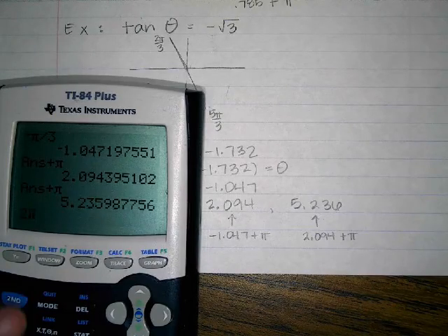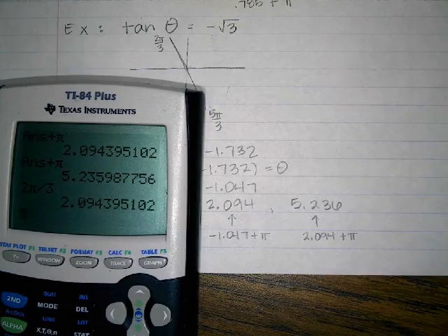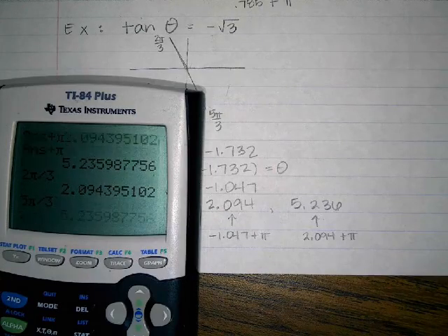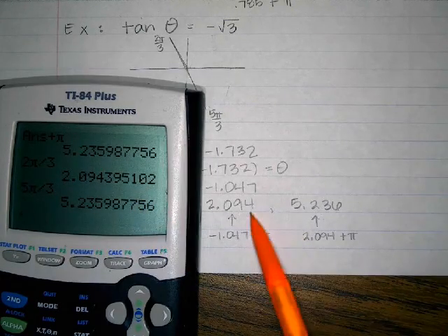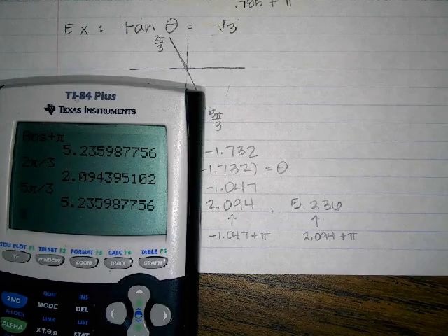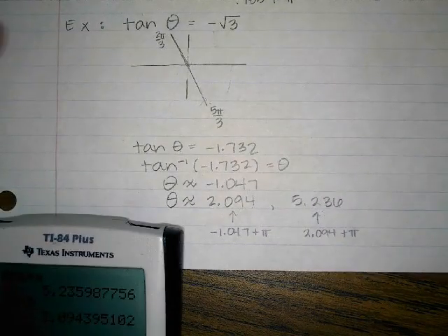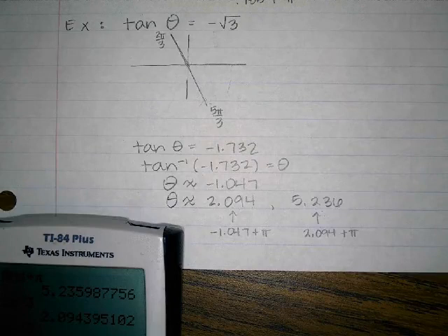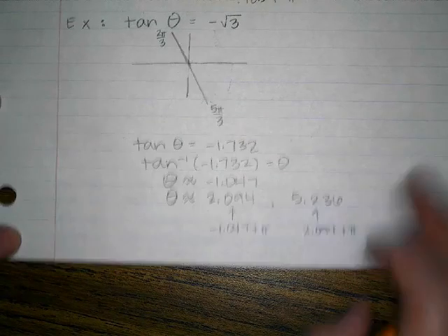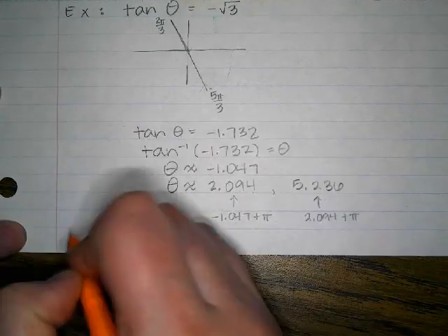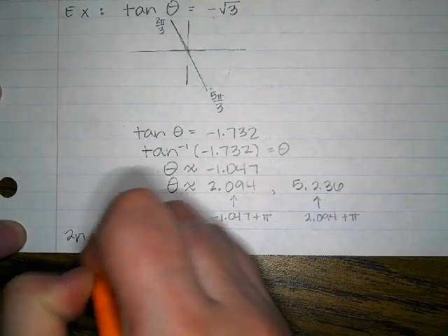So tangent is the easy one because you don't have to do any subtracting or remember anything weird, just add pi. Okay? And if you get a negative answer first, just add pi. So for tangent, we're going to say the second answer is the first answer plus pi.